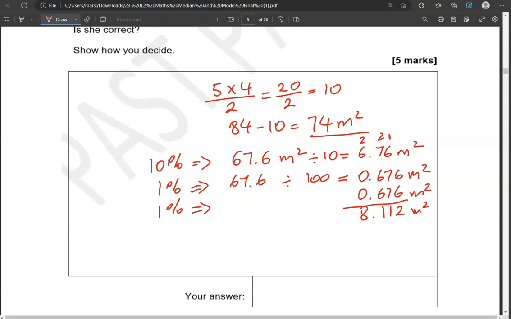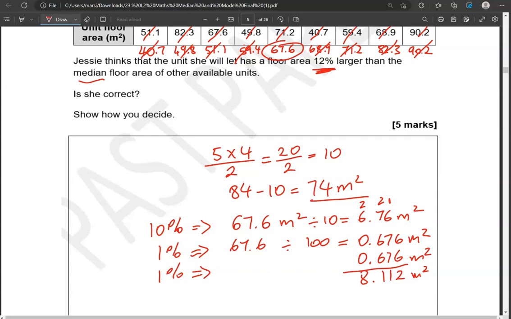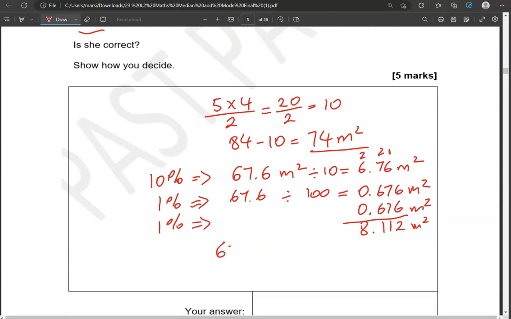8.112 square meters. That is the extra that we need to add on top of the median that we have, which was 67.6. So 67.6 plus 8.112. 2, 1, 6 and 1 is 7, 7 and 8 is 15, so 5 down, 1 carried over, 6 and 1 is 7. So that is 75.712 square meters. That is greater than 74.